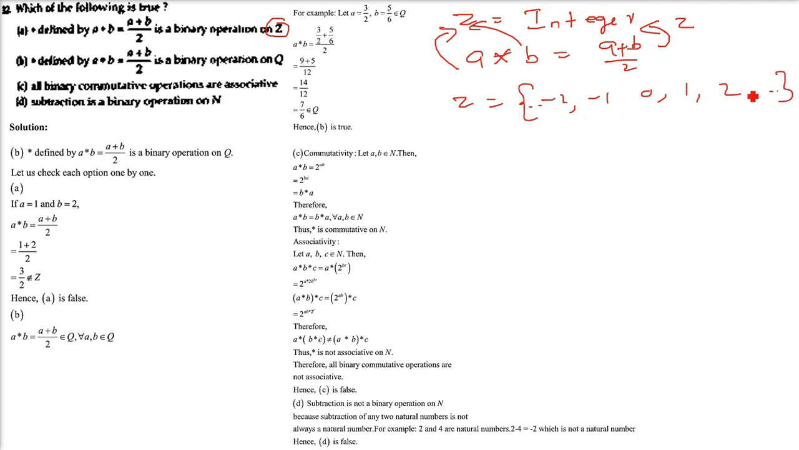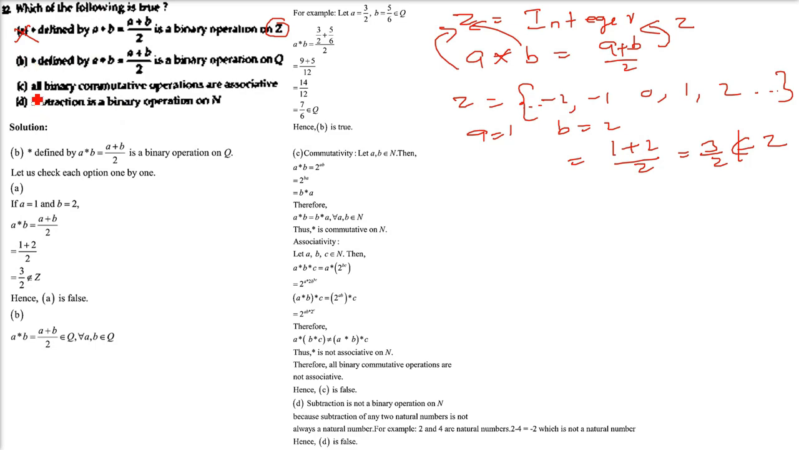Now rather than proving it, let us take some values. Take A as 1, B as 2. What do we get? (A plus B) by 2 is (1 plus 2) by 2, that is 3 by 2. And this 3 by 2 does not belong to Z. So the first one is false. 3 by 2 is not an integer. So we'll take them one by one.